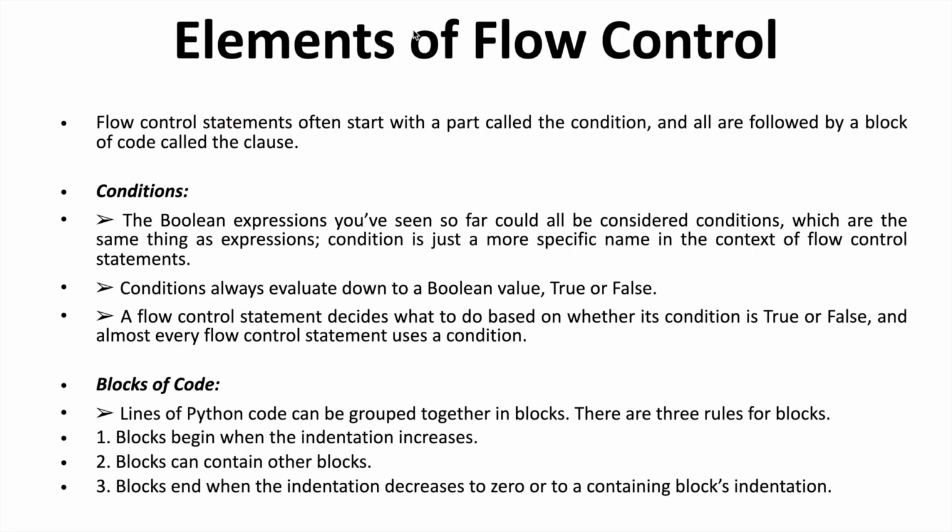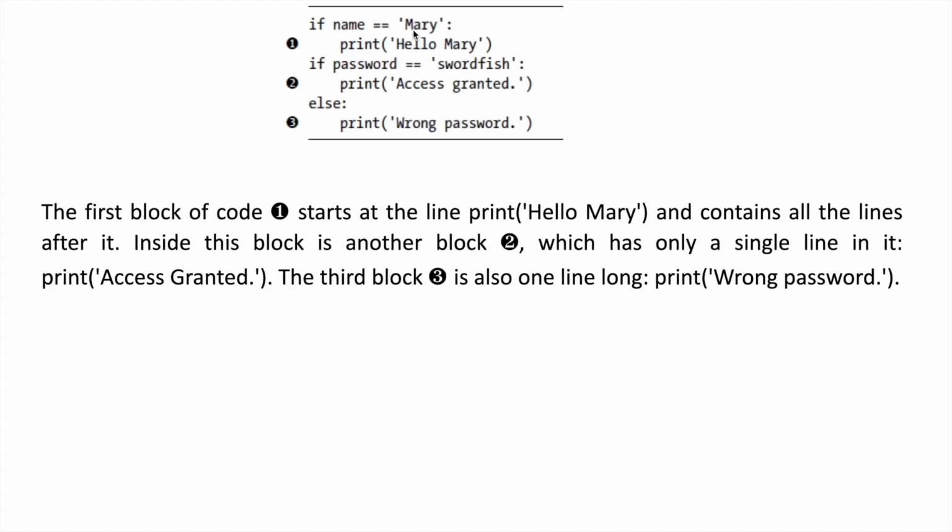Now, blocks of code. Every condition is followed by a block of code. For example, if name is equal to Mary, print hello Mary. That print hello Mary is a block of code. If password is equal to swordfish, print access granted. That print access granted is a block of code. And else print wrong password is also a block of code. So how many blocks of code are there here? Three blocks of code. The only difference is that every block of code has only one line here.